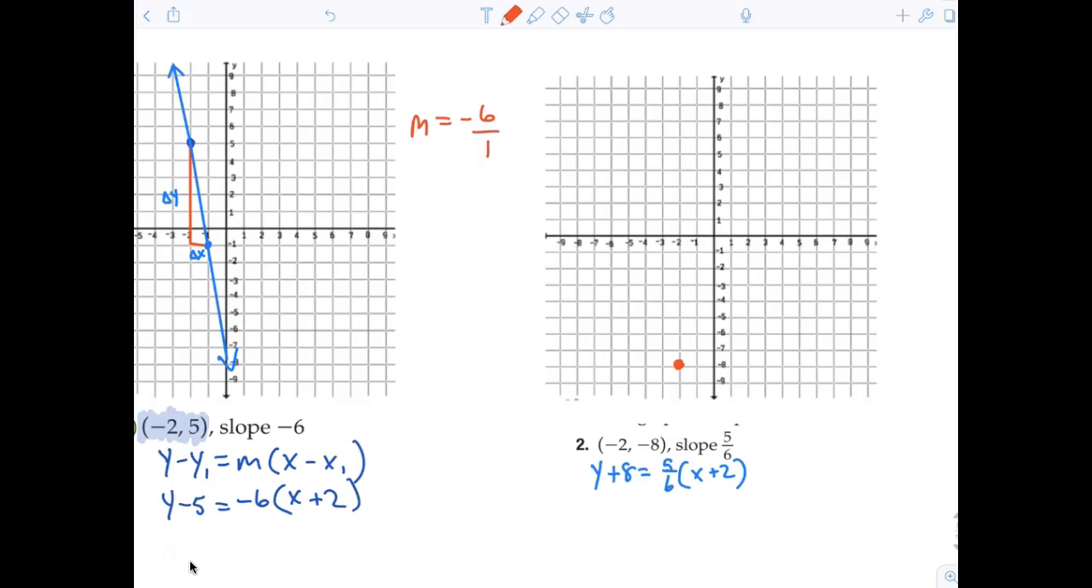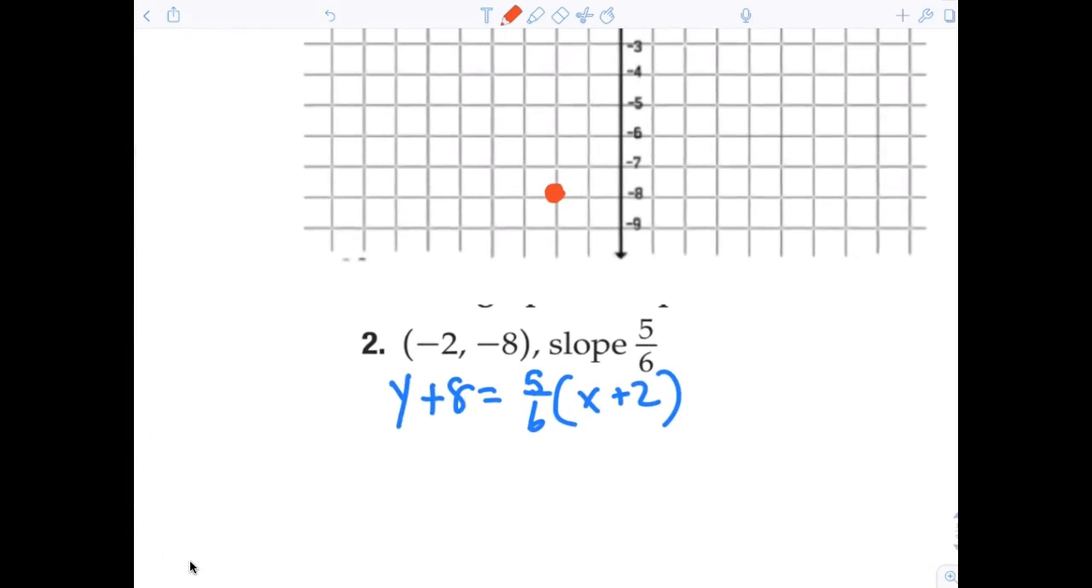What's the slope? Remember, slope. Look up, please. Slope is delta y over delta x. So what do I have to do from that point?